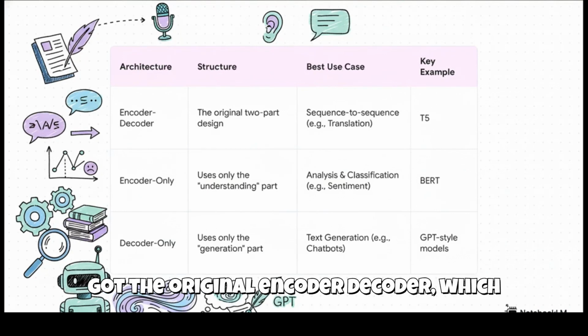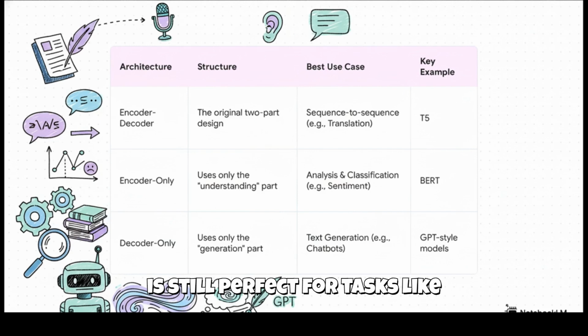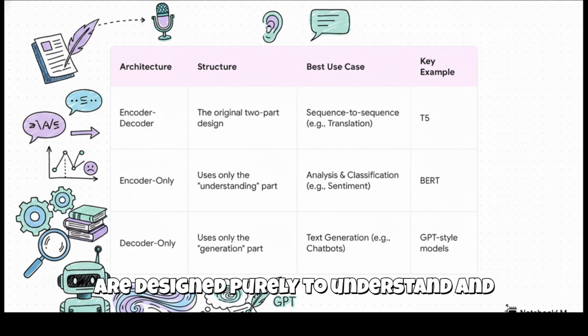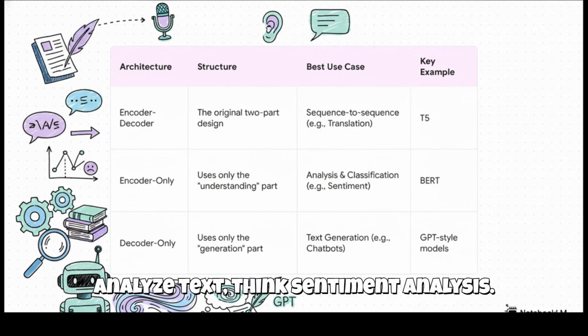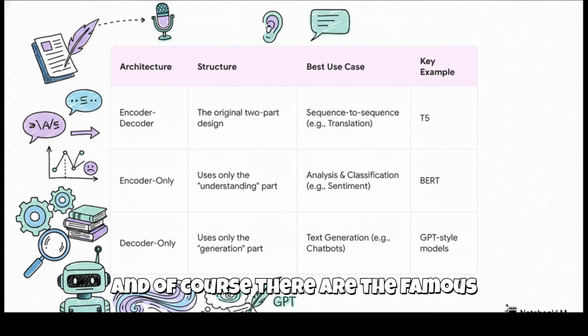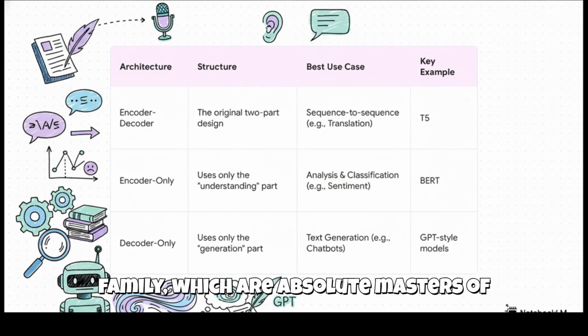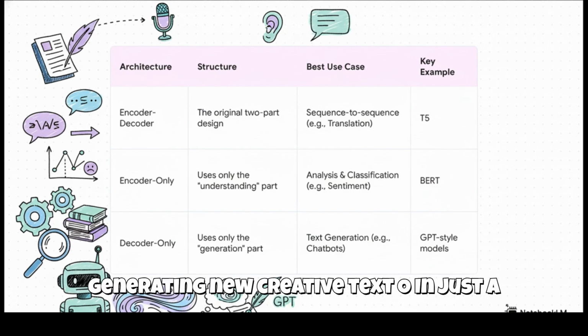So you've got the original encoder-decoder, which is still perfect for tasks like translation or summarization. Then you have encoder-only models like BERT, which are designed purely to understand and analyze text. Think sentiment analysis. And of course, there are the famous decoder-only models, like the whole GPT family, which are absolute masters of generating new, creative text.